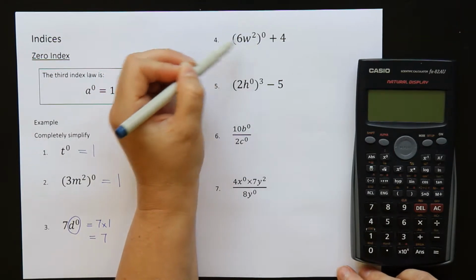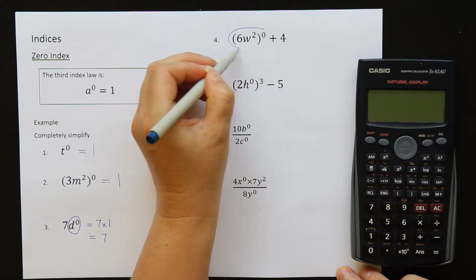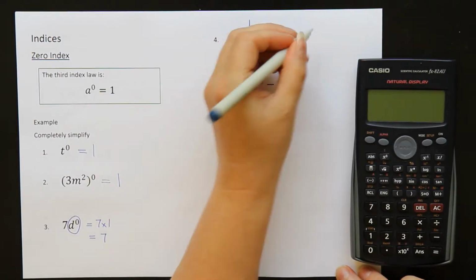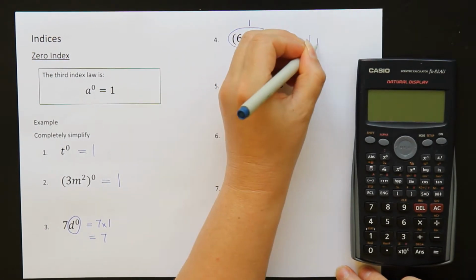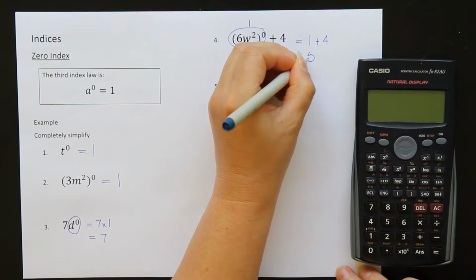So here I have brackets again, all to the power of 0. So that whole thing there is equal to 1. So I have got 1 and I still have a plus 4. 1 plus 4 is equal to 5.